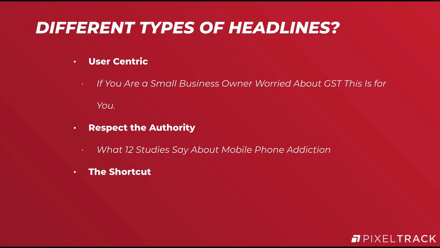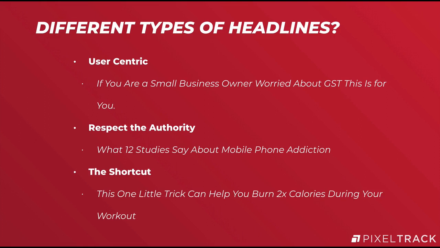So the next one is the shortcut. This one little trick can help you burn 2x calories during your workout. Everyone is looking for a quick fix, although in most things it is not recommended, but getting them to do that one small thing which will make them experience exponential results is a really good attention grabber with any kind of content marketing. So if you're trying to boil down that one simple shortcut for them to double or triple or exponentially increase the results or output that they're getting, it definitely helps.